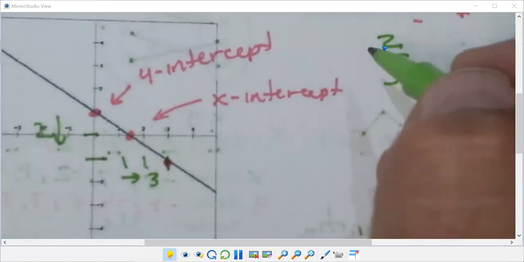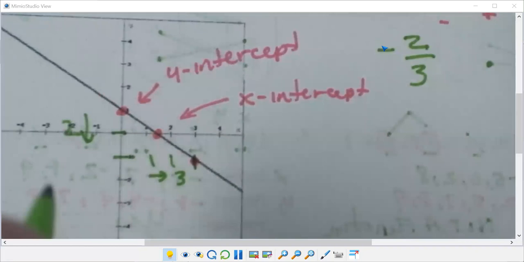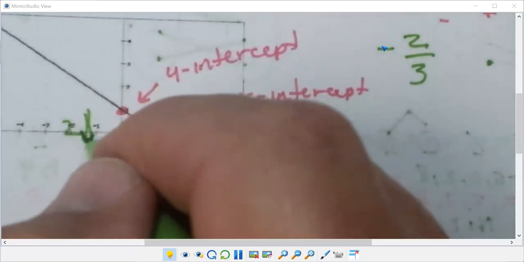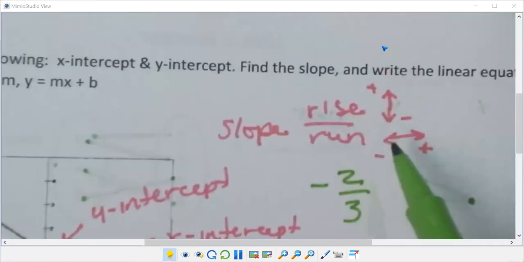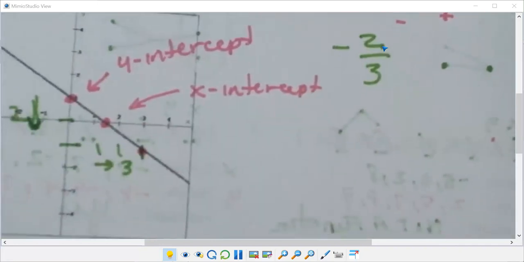Now, I went down 2, so that makes it a -2 over 3. Okay, so don't forget, if you go down, it's a negative motion. See right here? When you go down, it's a negative motion. If you go left, it's a negative. All right, so there's my slope.